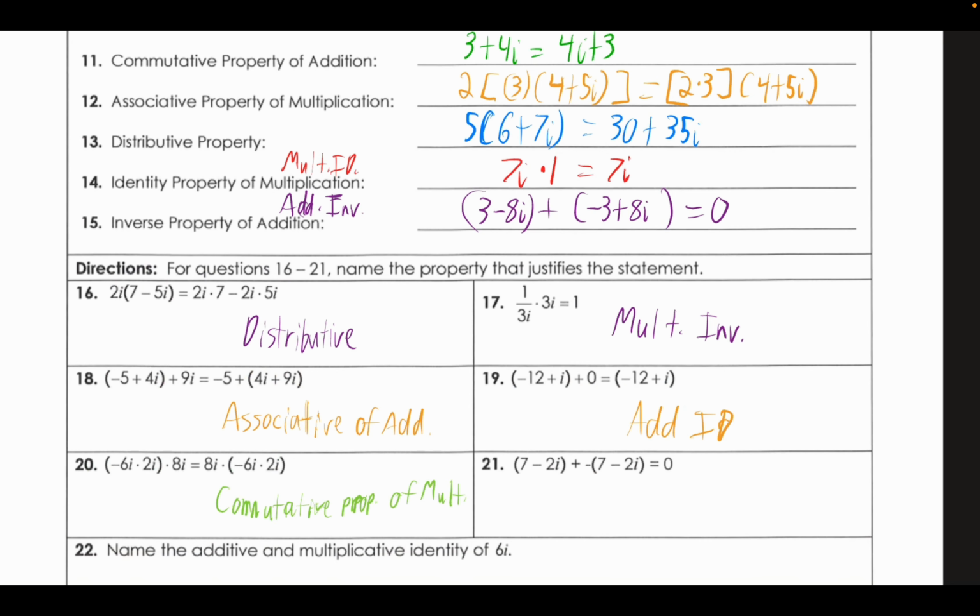Number 21 here, we have 7 minus 2i plus the negative version of 7 minus 2i, aka a number and its opposite sign, equals 0. That is, as I just mentioned, the additive inverse.